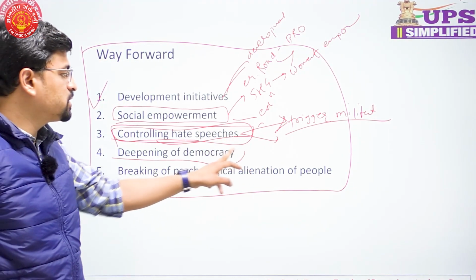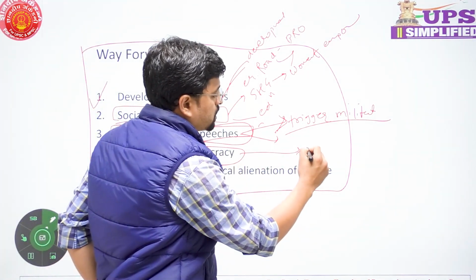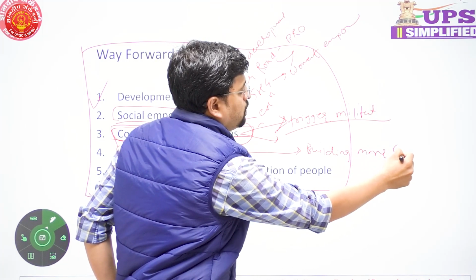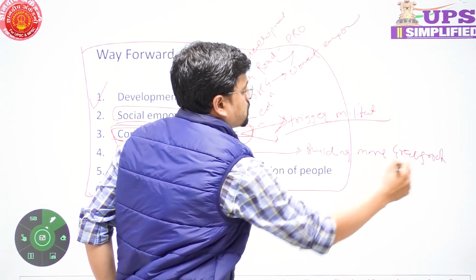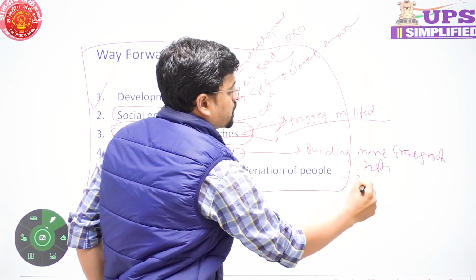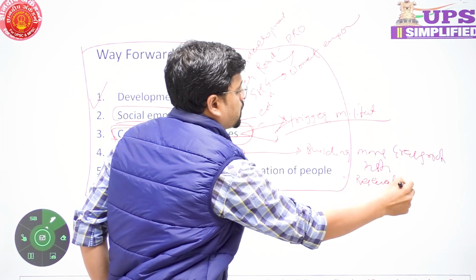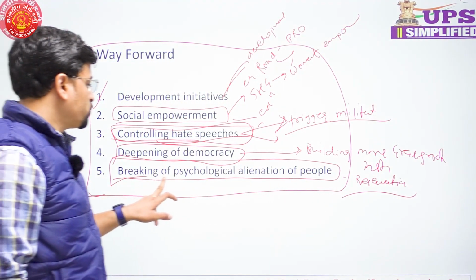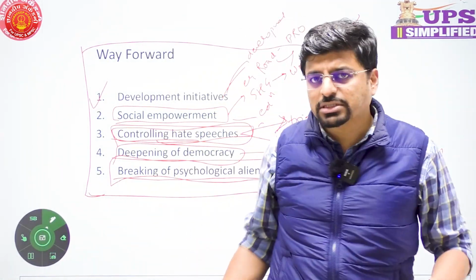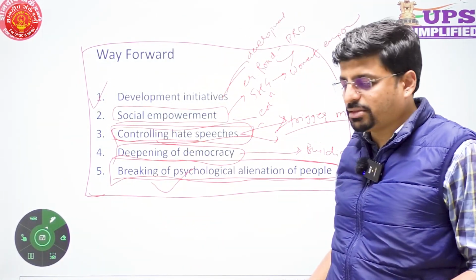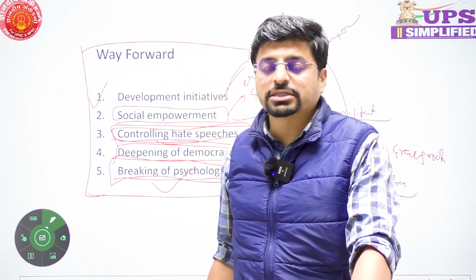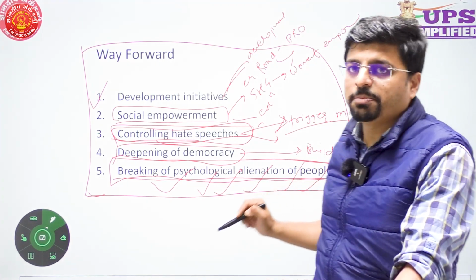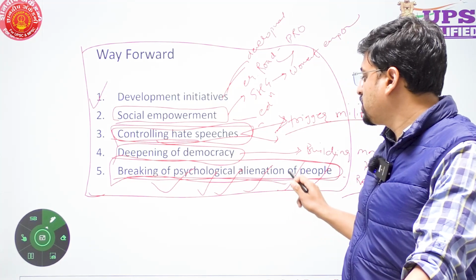Fourthly, deepening of democracy. How can we deepen democracy? By building more grassroots level institutions, and providing reservation to women or local people in elections. And lastly, breaking psychological alienation of people. As we know, people living in such areas are psychologically alienated. For example, if we consider the people of Jammu and Kashmir, they are psychologically alienated from the mainland people. So we have to break that psychological alienation.